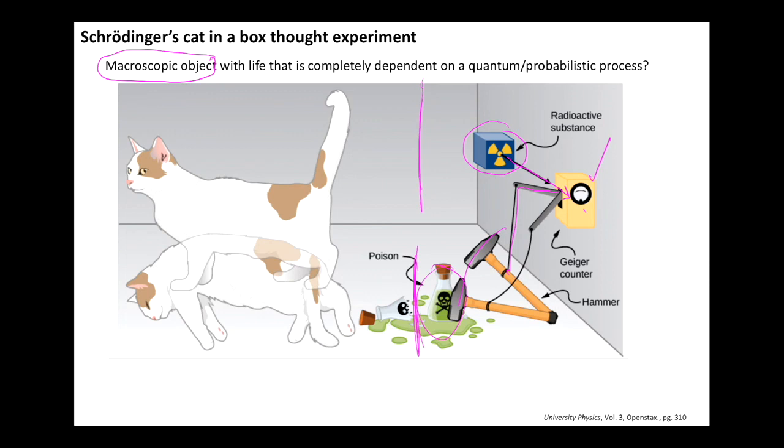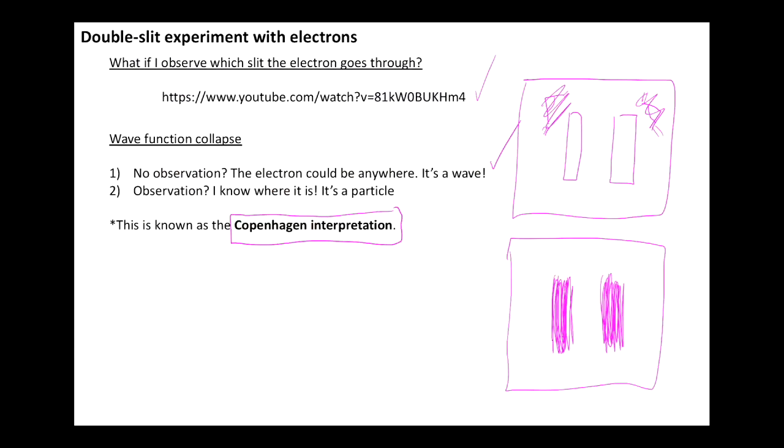Okay? So let's say we rig all of this up, put the cat in the box, seal it. We can't hear what's happening inside. We don't know what's happening. We just know in the course of an hour, the radioactivity might happen or it might not happen, and we don't know when it's going to happen. This is sort of the equivalent of not making an observation, and the electron could be anywhere. It could be about to go through one slit or the other.